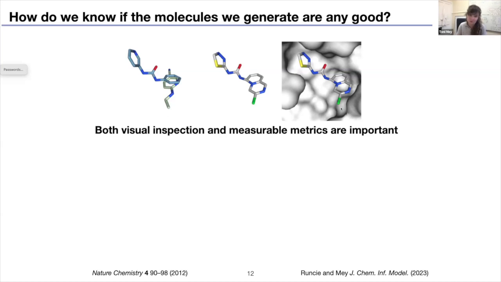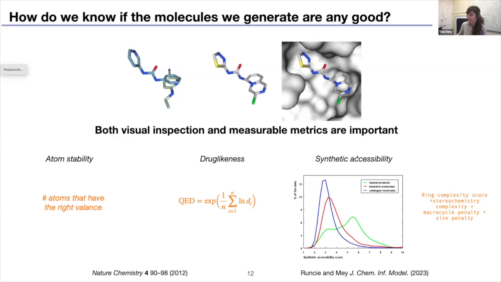We do want to look at these things visually, because some visual inspections will tell us quickly whether something is good or not, but we also want to look at bulk statistics, and bulk statistics are things like atom stability. So that is defined as the number of atoms that have the right valence. We want to look at something like drug likeness, this DI is basically a bunch of desirable criteria you want in a drug-like compound. It could be things like Lipinski rule of 5 or other things you can think of.